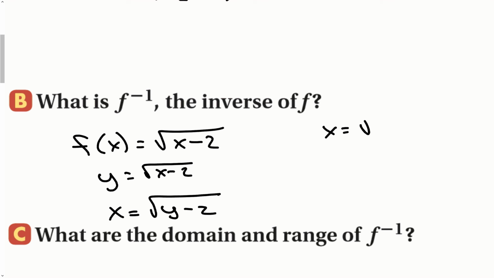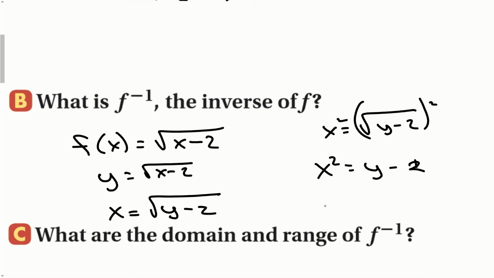X is equal to the square root of y minus 2. I'm just going to square both sides. So I have x squared is equal to y minus 2. And just add 2 to both sides. So that gives me y is equal to x squared plus 2. Okay.